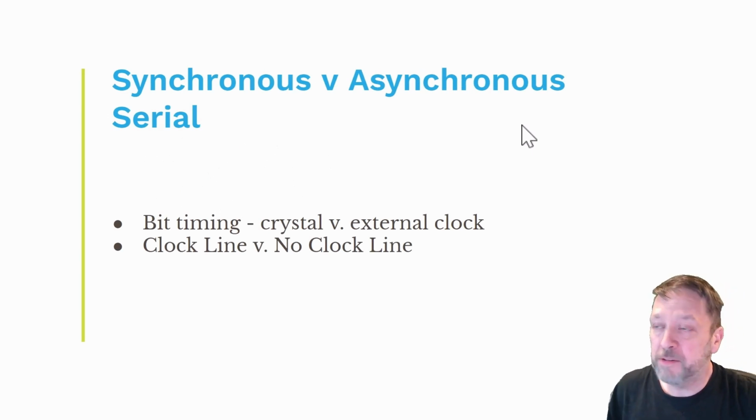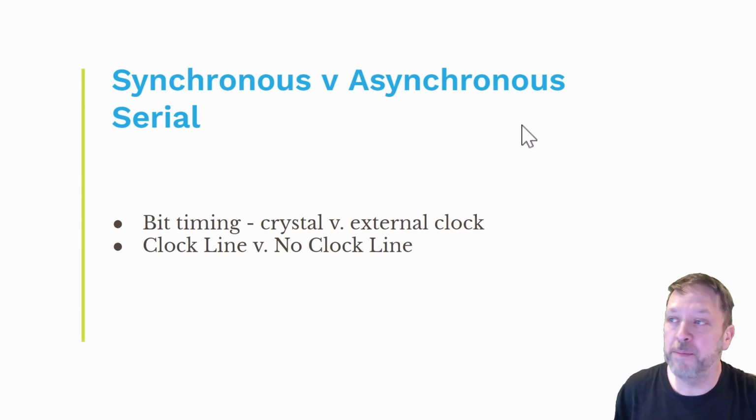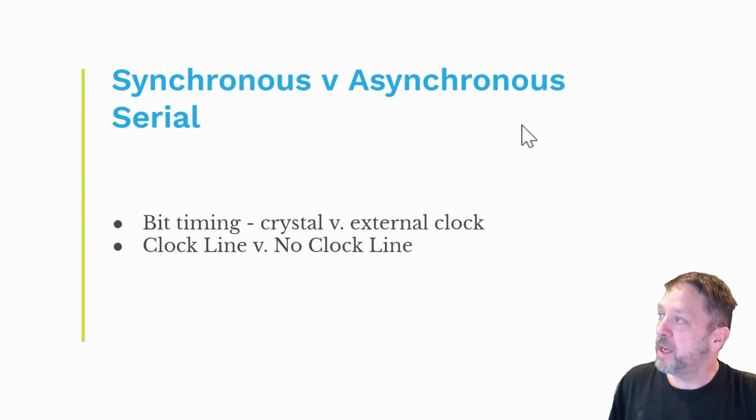The primary difference between these is how the bit timing happens. So in an asynchronous, we have a crystal that handles the timing versus a synchronous, which has an external clock and a clock line. So really when you're looking at it, if it's got a clock line, then it's a synchronous serial port.